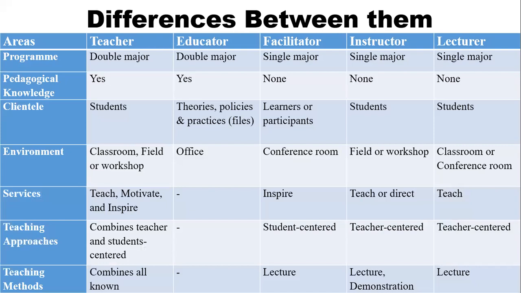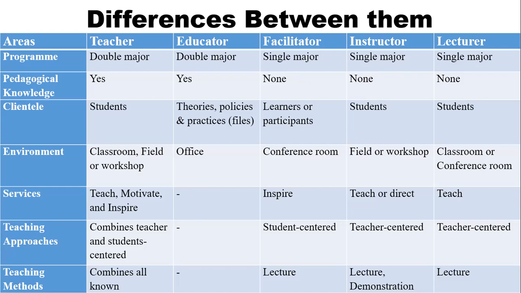Now, let's look at the differences between them. In terms of the area, let's start first with the program. Teachers have double major. They are trained on the technical area and they are also trained on the pedagogical area. That's why we call it double major. The same thing applies to educators, but facilitators are trained in their technical areas alone. So also the instructor and the lecturer. They are single major. In terms of pedagogical knowledge, the teacher and the educators have it, but the facilitators, instructors, and lecturers have none of the pedagogical knowledge.